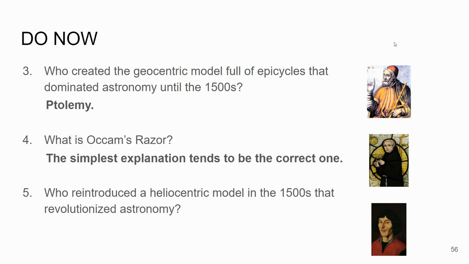And finally, who was it that reintroduced a heliocentric model in the 1500s that revolutionized astronomy? That would be Copernicus down there at the bottom. He didn't introduce it originally. Aristarchus is the guy we're giving credit for. Aristarchus, the ancient Greek, was the first person to have a heliocentric model, but nobody believed Aristarchus at the time until Copernicus came along, about 1,800 years later, really, and looked at Aristarchus's idea and kind of brought it back.